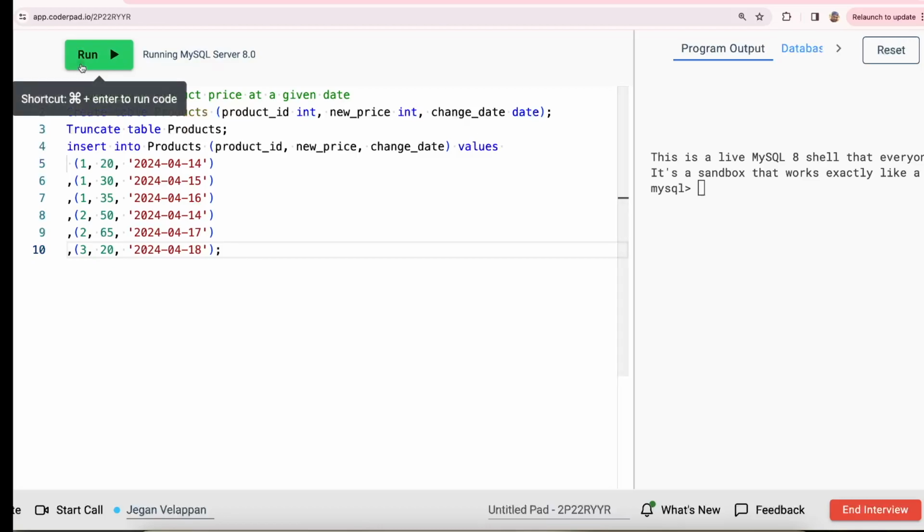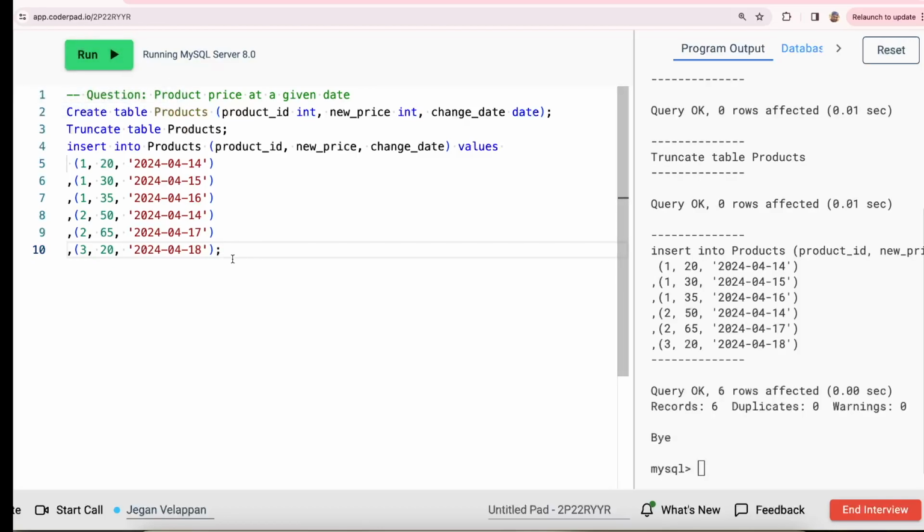For example, you create this table first. So what they're saying is you get the price for all the products on 2024 April 16th, right? So you look for product 1. It got changed on 14th, 15th and 16th. So on April 16th, the price of the product is 35. For product 2, the price got changed on 14th. The next price changes on 17th. So from April 14th to 17th, the price is $50. So when they say April 16th, it falls under the first record, April 14th. So the price of the product is $50.